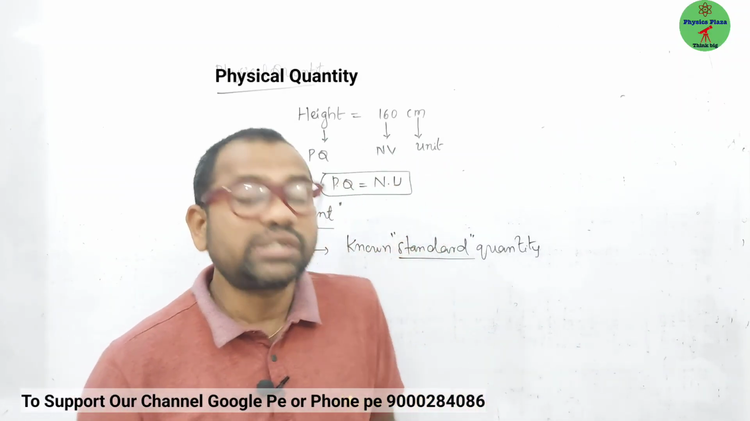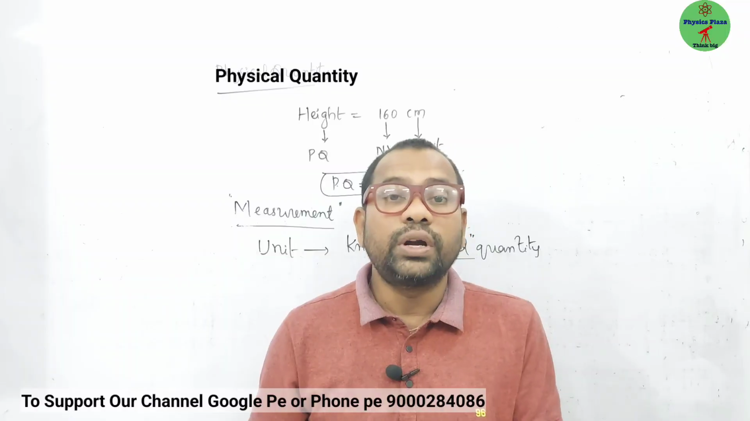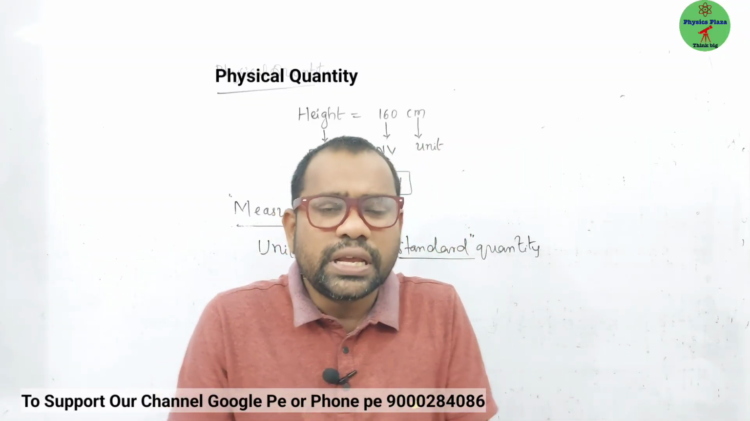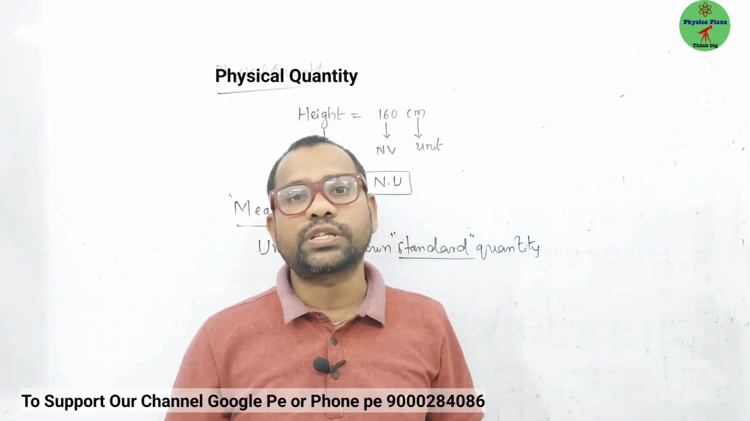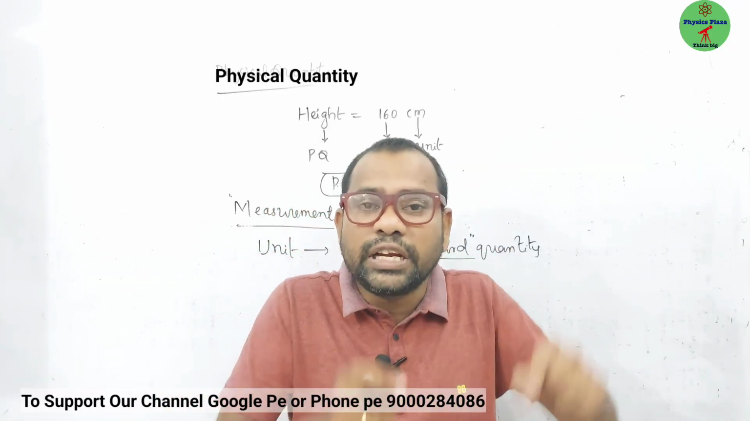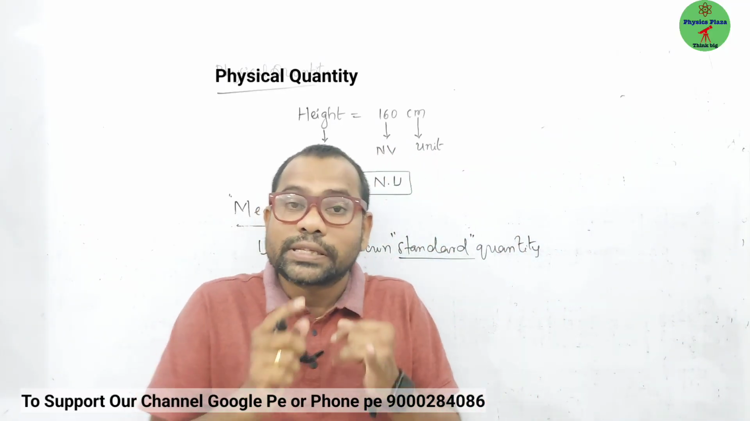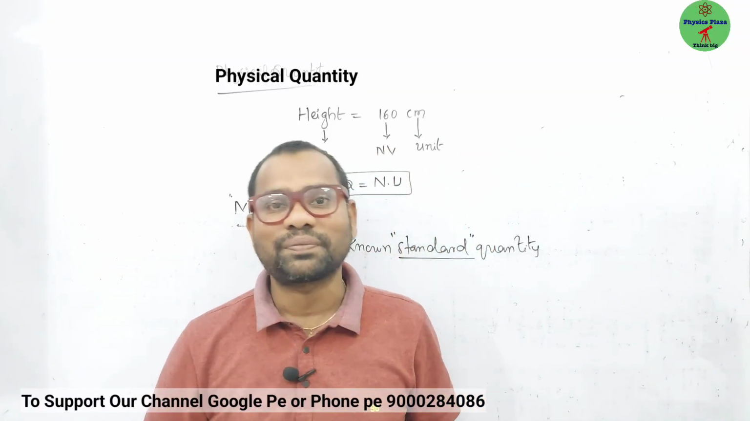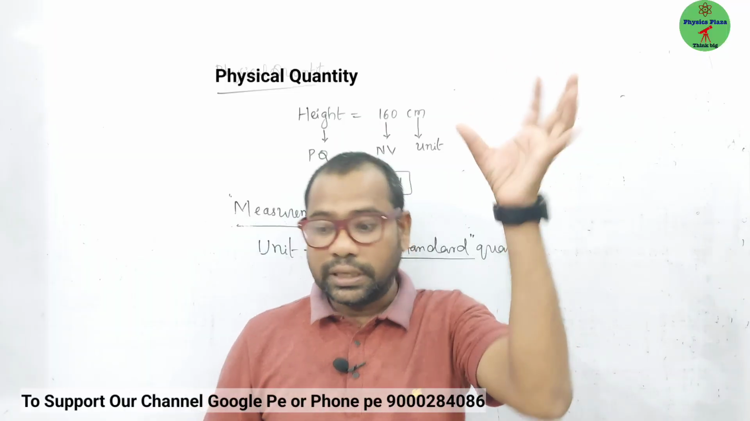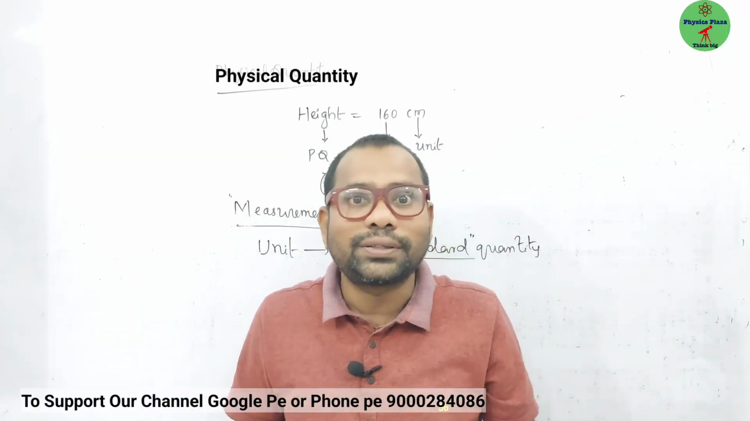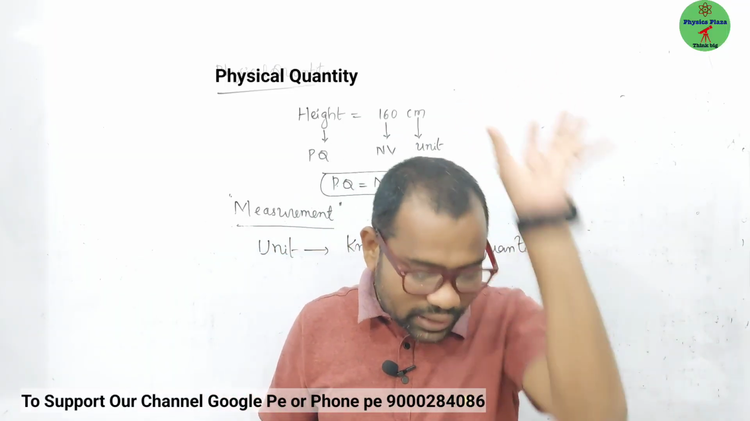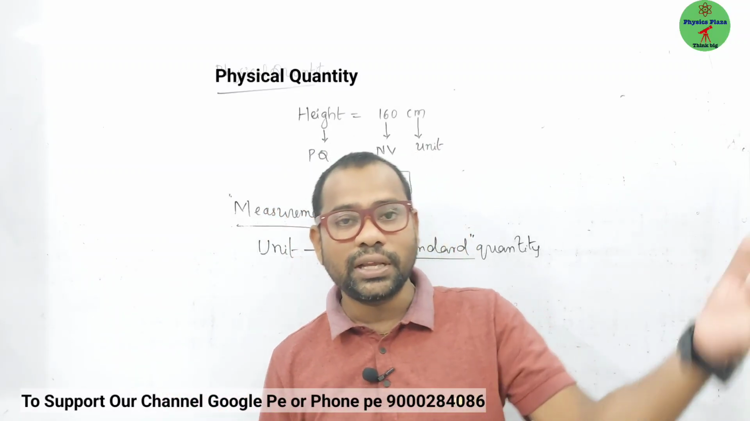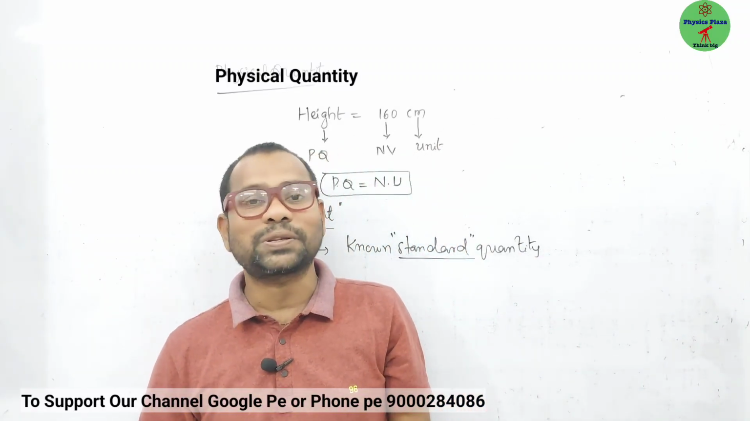Here, a few points regarding the unit are very, very important. The first point: a unit must be accepted universally. Second point: a unit should not change with space and time. It's like a morning 1 kg and an evening 1 kg, they should not differ, children. 1 kg weight should be the same. Whether you measure in Warangal, Hyderabad, or Delhi, it should be the same. It should not change with place either.